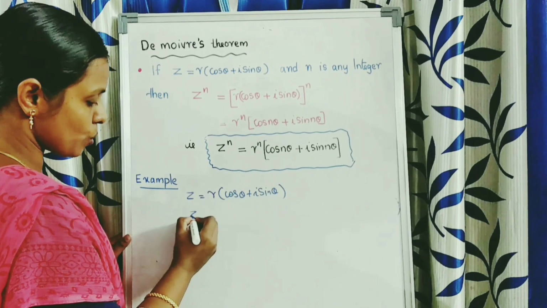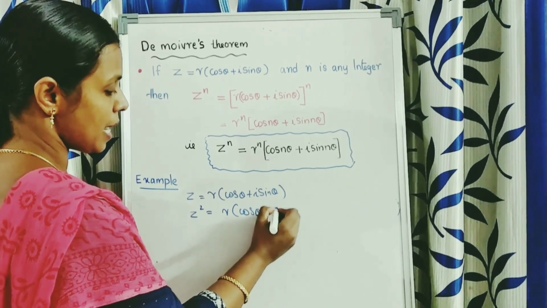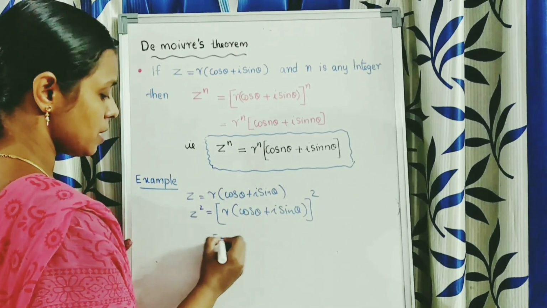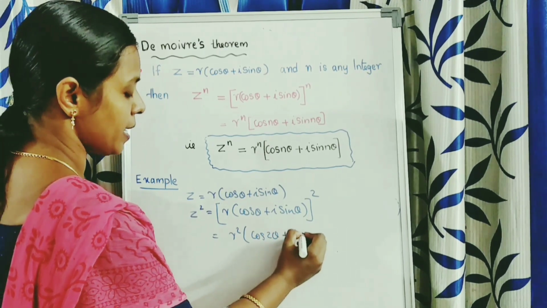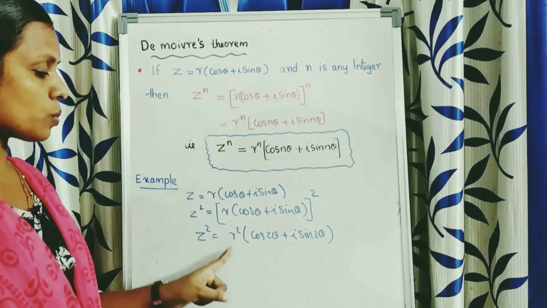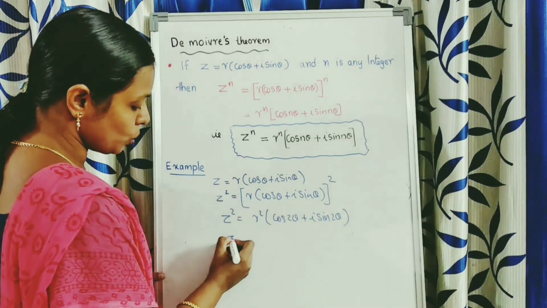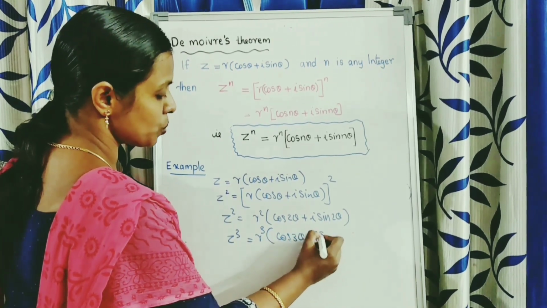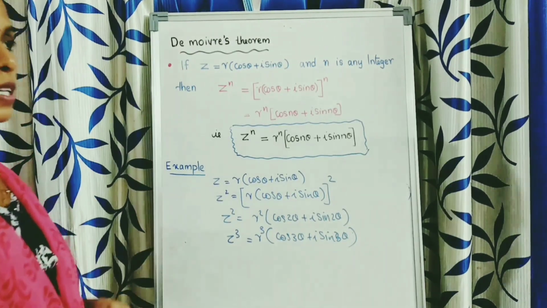For example, if z is equal to r into cos theta plus i sin theta, then how can we represent z square? Z square is equal to r into cos theta plus i sin theta whole square. That is equal to r square into cos 2 theta plus i into sin 2 theta. Similarly, we can write z cube is equal to r cube into cos 3 theta plus i into sin 3 theta. Also, we can write z raised to 4, z raised to 5, etc.